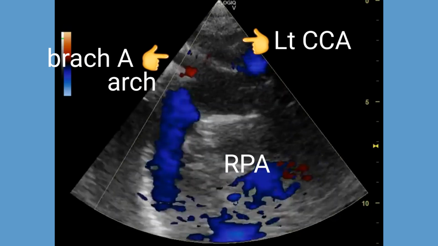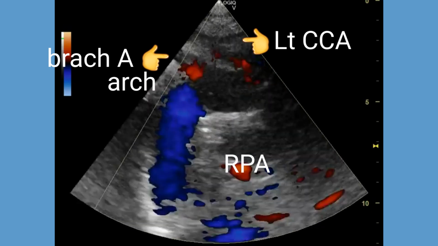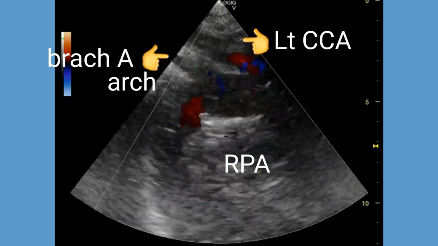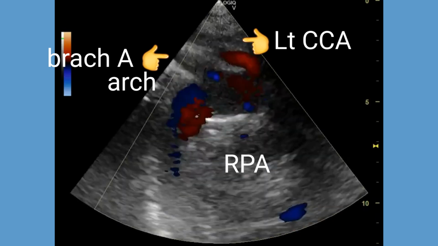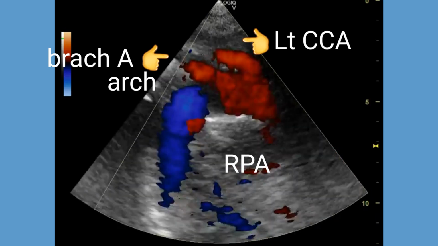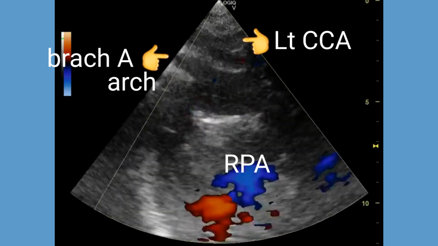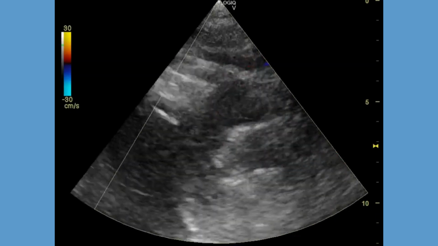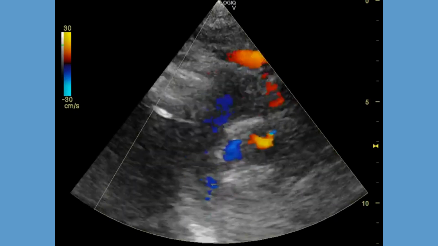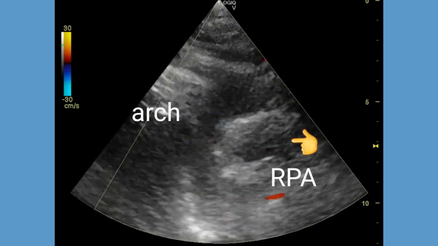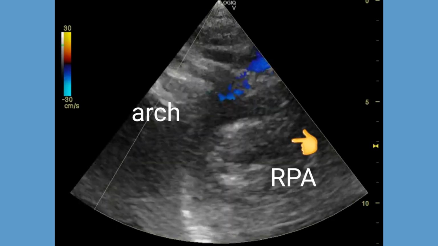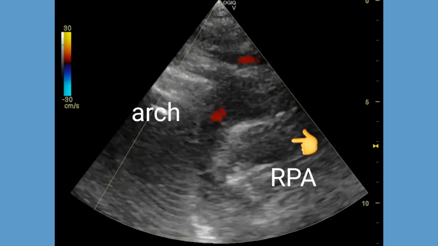The next branch is the left common carotid artery, which is the second branch of the aortic arch and supplies blood to the left side of the head and neck. The left subclavian artery is the third branch of the aortic arch and supplies blood to the left upper limb. It may also be possible to see the descending aorta, which is the continuation of the aortic arch, which travels down along the spine, giving off branches to various organs.